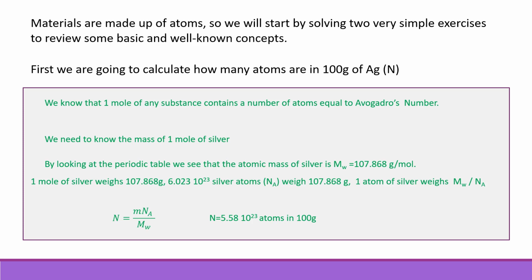So 1 atom of silver weighs simply M sub w divided by Avogadro's number. We divide, and then we know that in 100 grams of silver there are 5.58 times 10 to the 23 atoms. Quite simple, quite known.